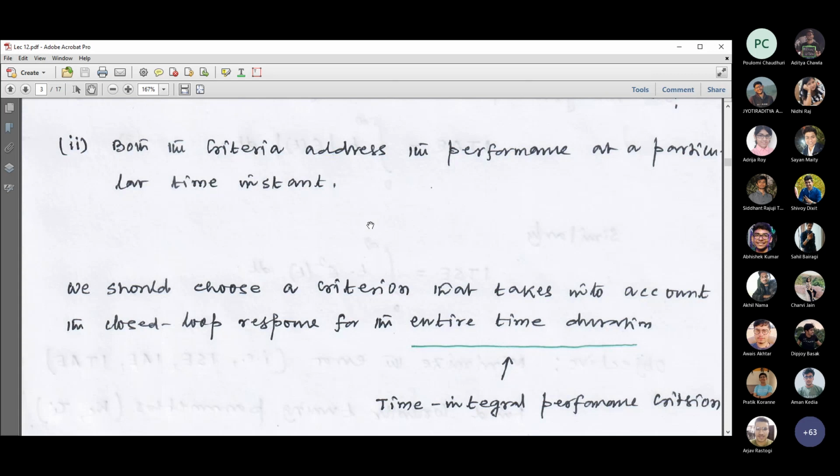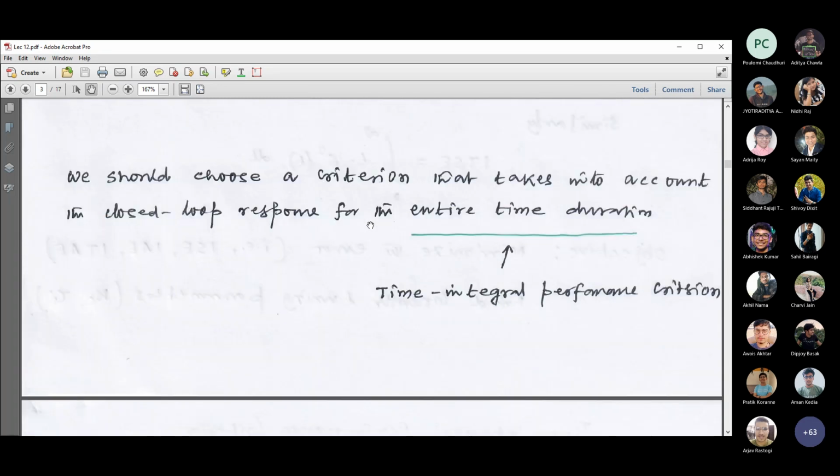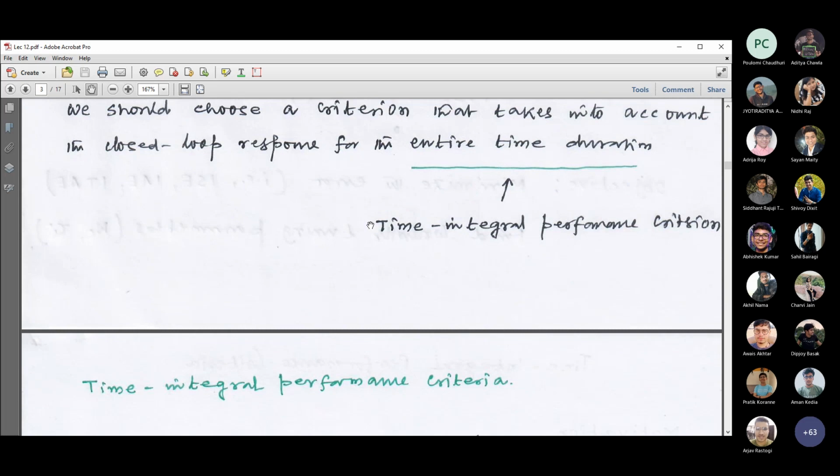We should choose a criteria that takes into account the closed loop response for the entire time duration. And that is taken care of by time integral performance criteria. Okay, so this is the motivation behind this time integral performance criteria. Now let us elaborate the criteria one by one.